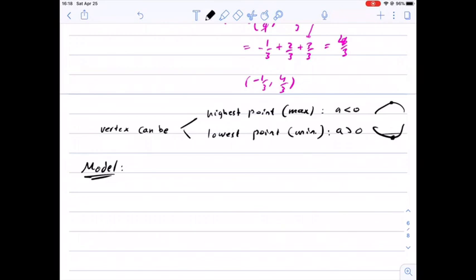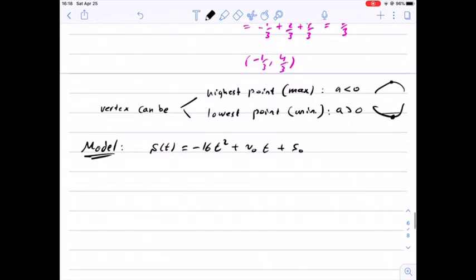Now let's do one example on modeling using quadratic functions. The model under study is the following. S of t, the height of an object after projection, is negative 16 t squared plus v naught t, where v naught is the initial velocity, plus s0. S0 is the initial height. Here negative 16 is a constant.